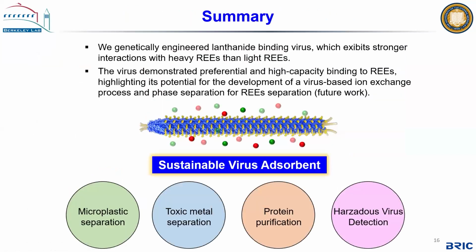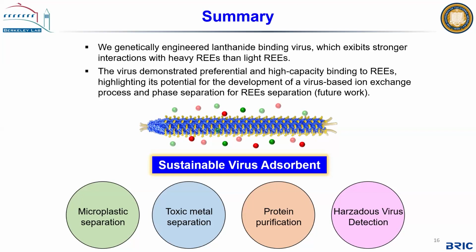So this is a summary of the first part. We could genetically engineer the lanthanide binding virus, which exhibits stronger interactions with heavy REs than light REs. And the virus demonstrates preferential and high capacity binding of REs, and it highlights the potential for the development of this virus-based RE separation technique. So we found this bioprobe for the RE separation.